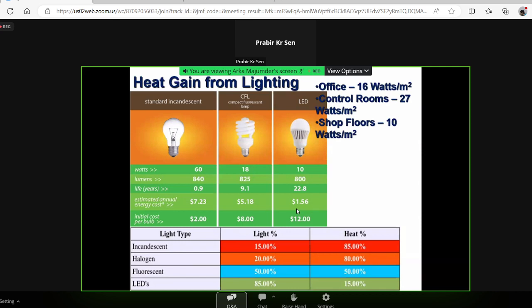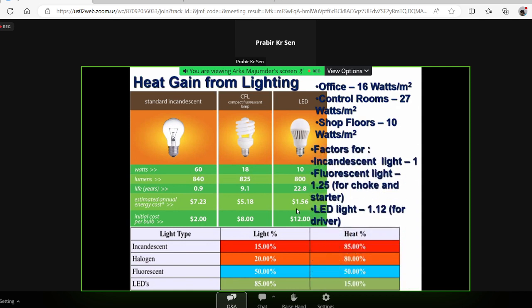Now, considering all these things, ISHRAE has suggested values that you can consider. If you use LED light, you can consider a certain watt per square meter for an office. Control room, 77 watts, shop floor 10 watts per square meter lighting load. They are given straight away as load.